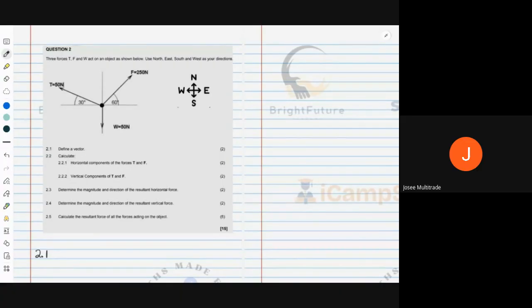Okay, so I think a vector is a physical quantity with both magnitude and direction. Thank you. That's very true. It's a physical quantity.